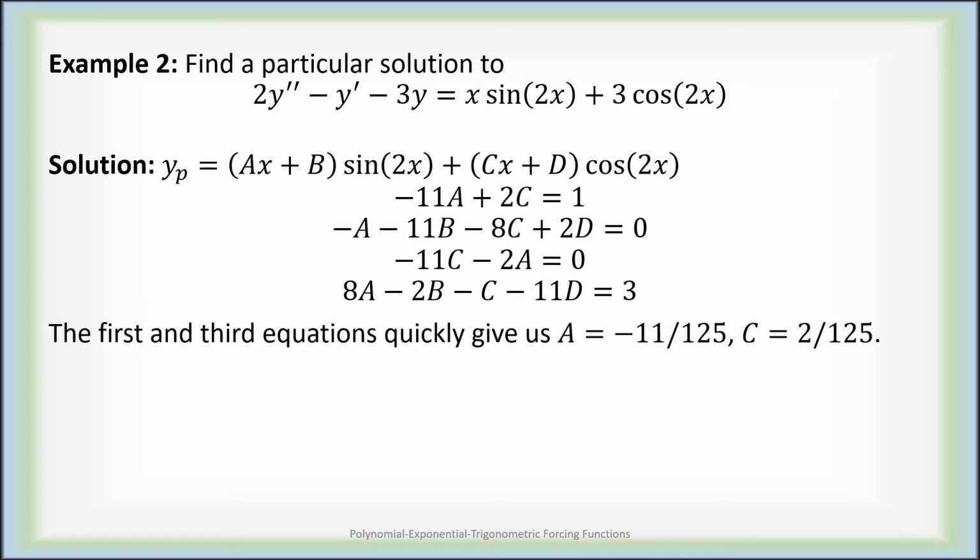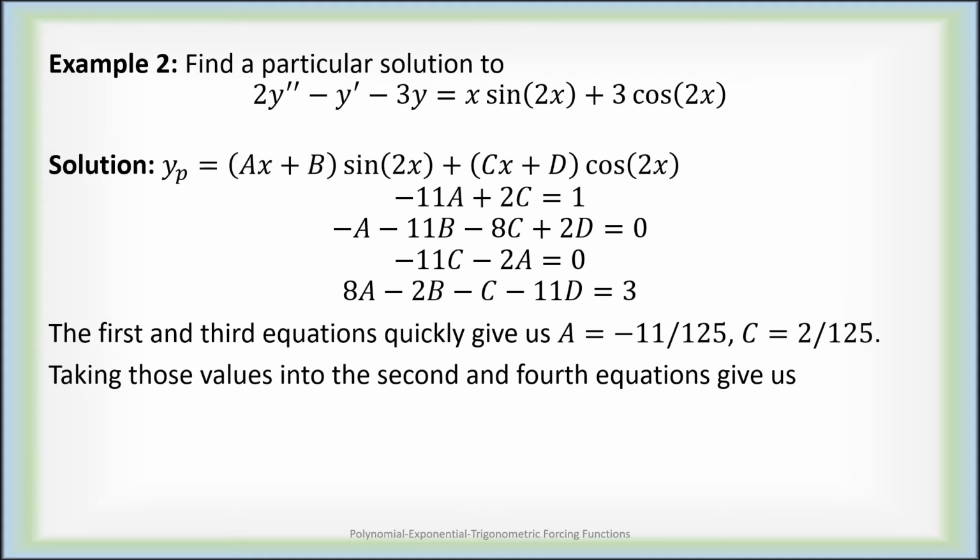Now the first and third equations, because they only involve a and c, can be combined against one another pretty quickly. And you'll solve that a is negative 11 over 125 and c is positive 2 over 125.